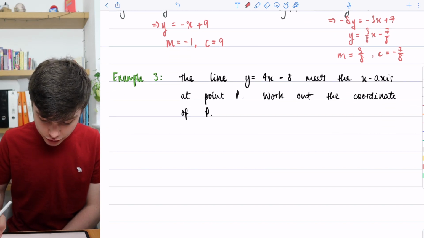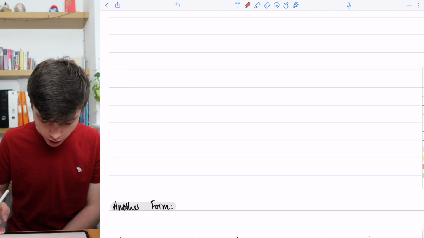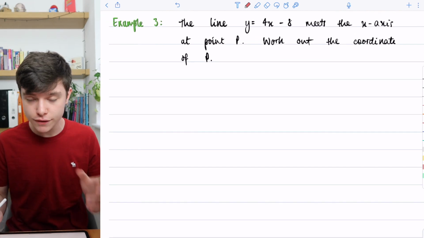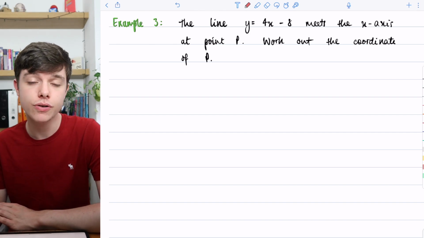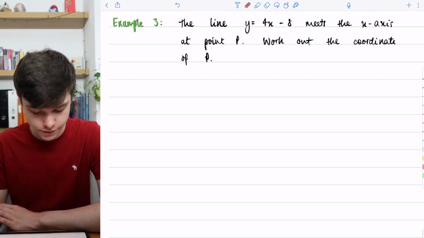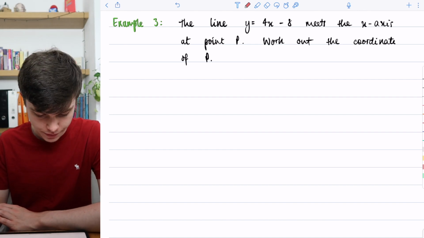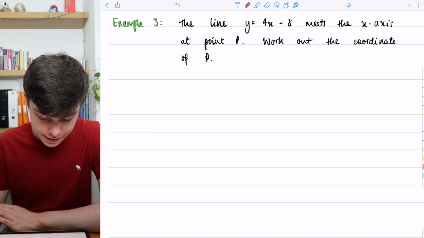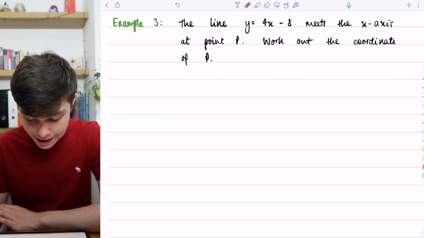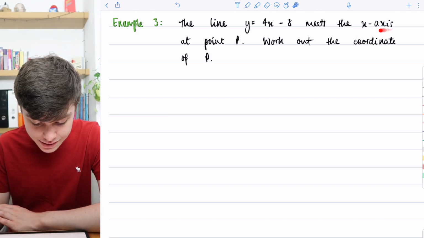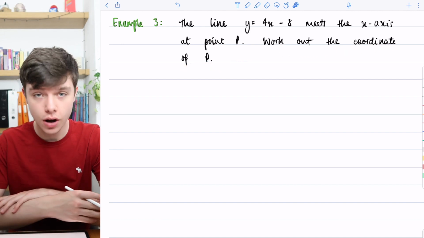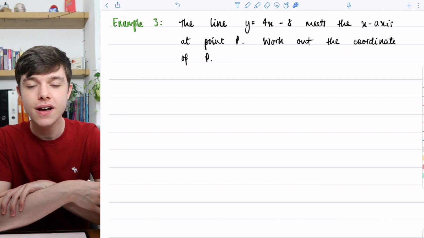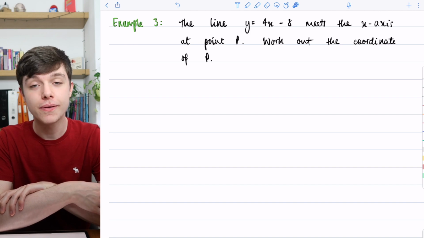Okay, let's have a look at, I think, oh no, not the final example. It's the final example of the quick recap in this video, and then we'll have a look at a different way of coming up with the equation of a straight line that's probably new to you. So, example 3 says the line y equals 4x minus 8 meets the x-axis at the point P. Work out the coordinates of P. So, nice and easy. Pause and have a go, and then we'll work through the answer.